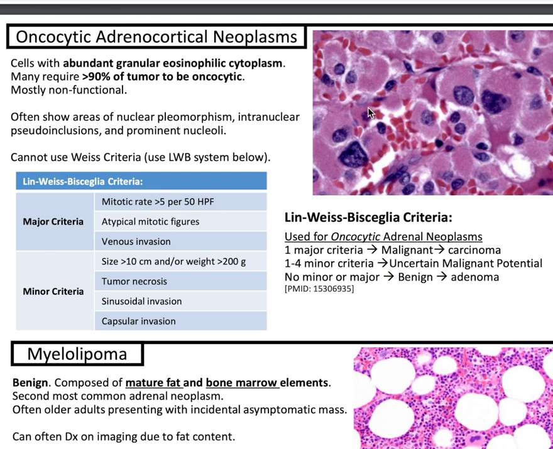And this Lin-Weiss-Bisceglia criteria is used for oncocytic adrenal neoplasms, where if you have one major criterion, it's malignant and carcinoma. If you have 1 to 4 minor criteria, it's uncertain malignant potential. And if you have no minor or major criteria, it's benign and correlates with an adenoma. The 3 major criteria include mitotic rate greater than 5 per 50 high power field, atypical mitotic figures, and venous invasion. The 4 minor criteria include size greater than 10 centimeters and/or weight greater than 200 grams, tumor necrosis, sinusoidal invasion, and capsular invasion.